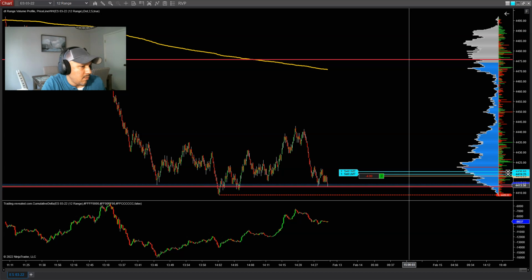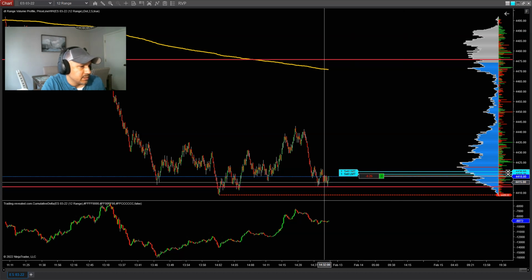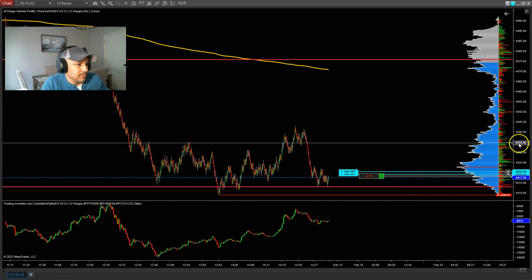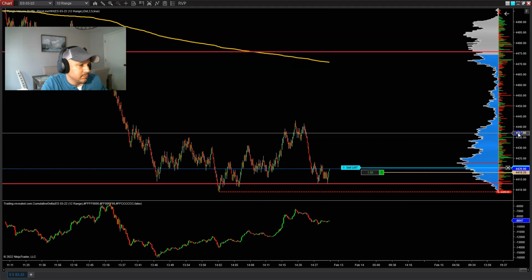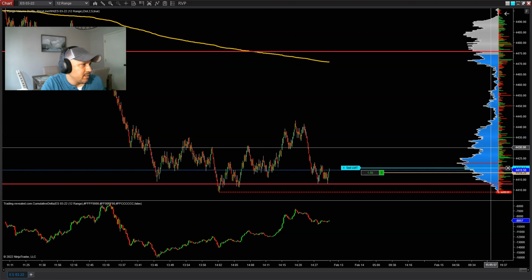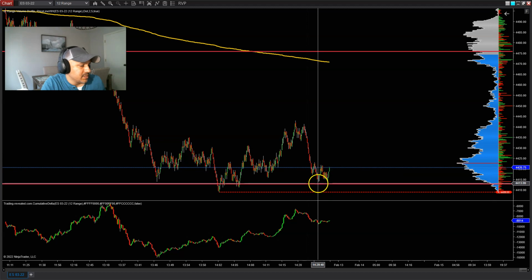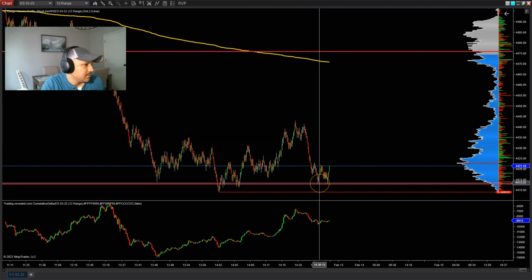Why is it doing that? It's gonna push lower. It's rejecting this area. Okay, I took some heat on this trade here. My stop would have been right below this area right here, guys.